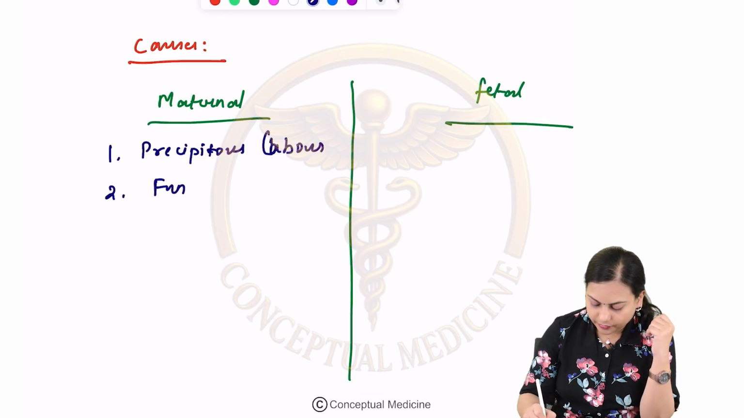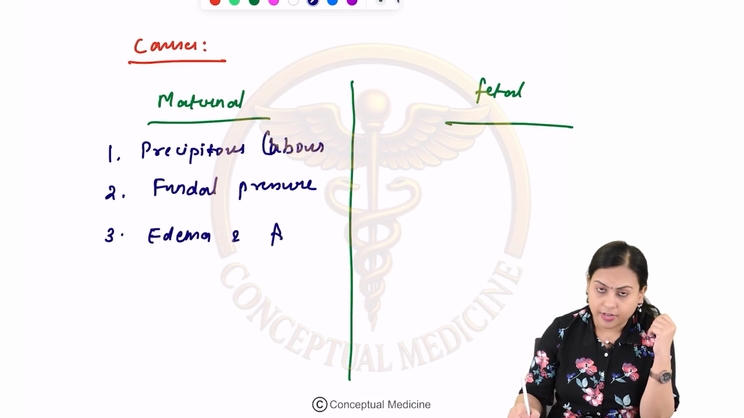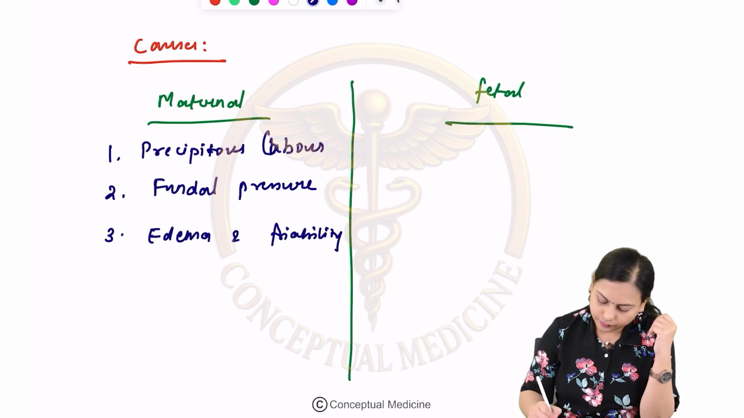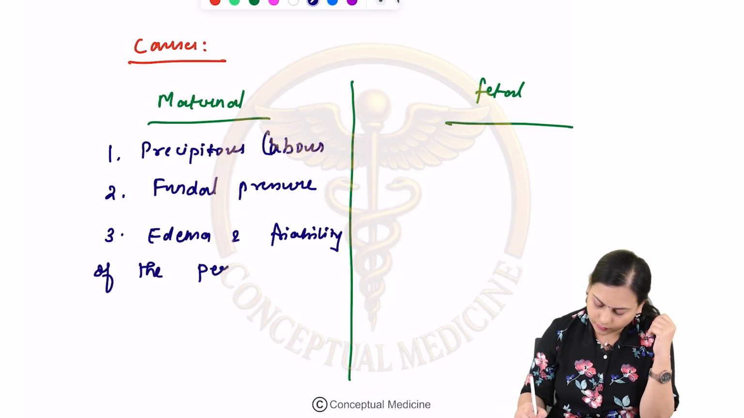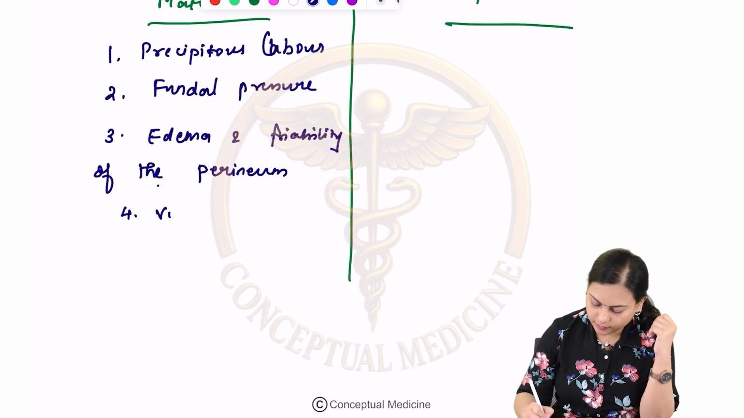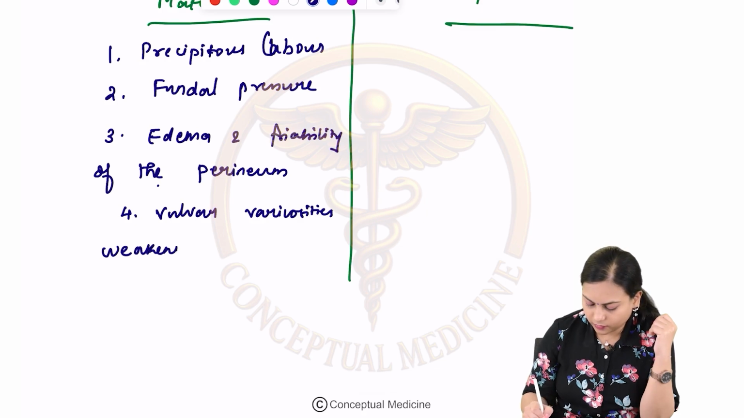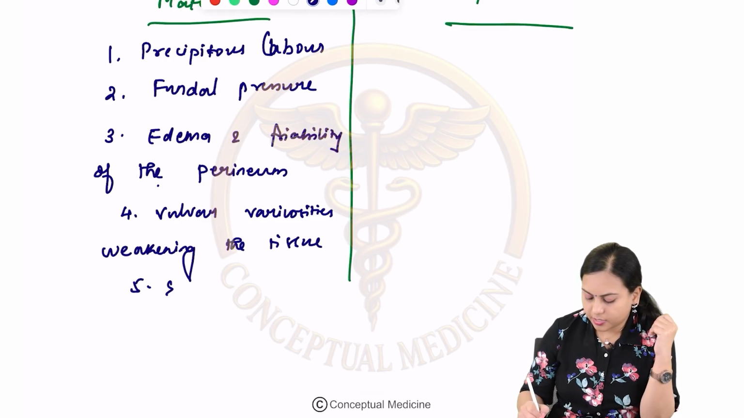Or if there is fundal pressure given during labor, there is edema and friability of the perineum, vulvar varicosities are present, that is weakening the tissue, and sometimes it can happen due to an episiotomy extension as well. Okay.